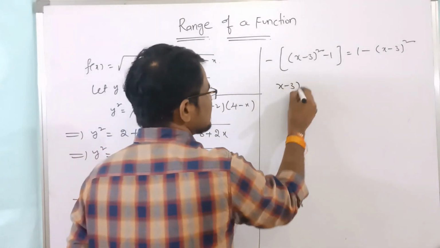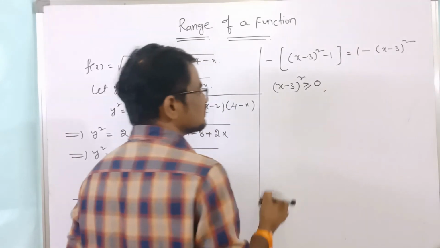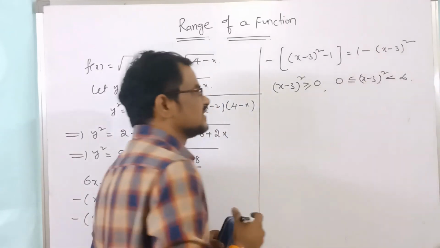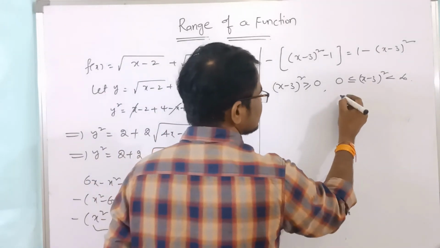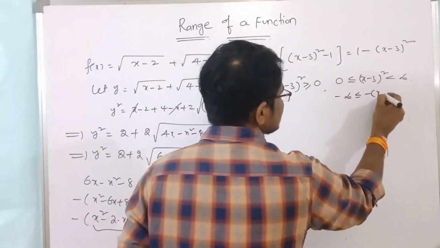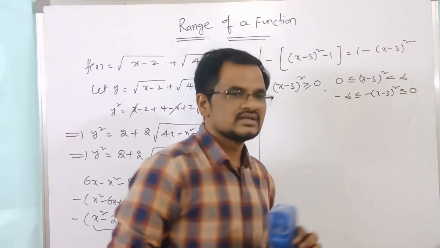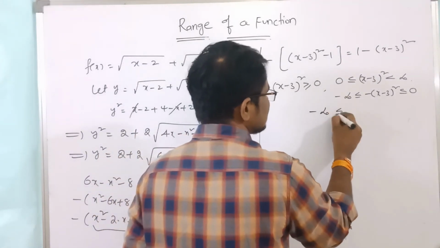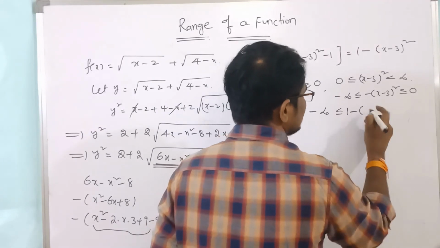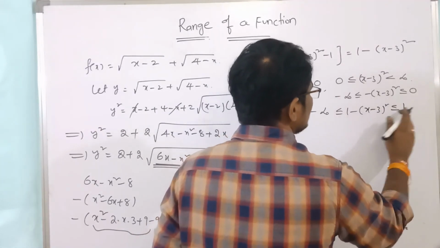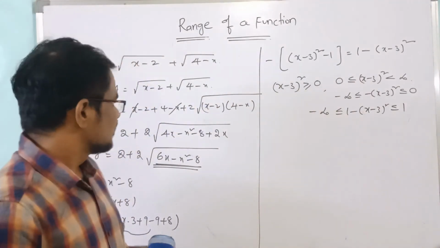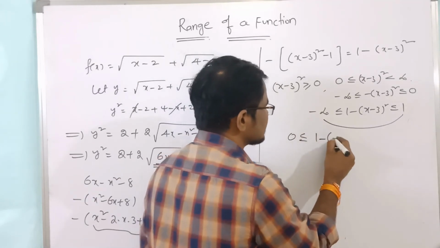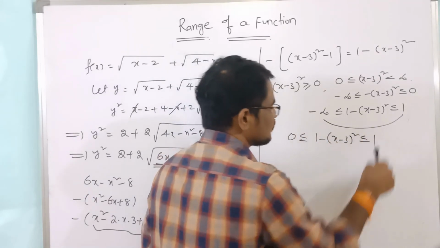Now we know that x minus 3 whole square is greater than or equal to 0, which means 0 is less than or equal to x minus 3 whole square, less than infinity. Now multiply with minus: minus infinity less than minus x minus 3 whole square, less than or equal to 0. Now we have to add 1. So 1 minus infinity is minus infinity, less than 1 minus x minus 3 whole square, less than or equal to 1. Alright. To take the root, we have to restrict this interval to 0 less than or equal to 1 minus x minus 3 whole square, less than or equal to 1.